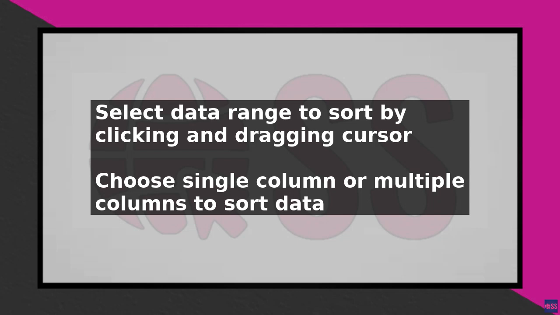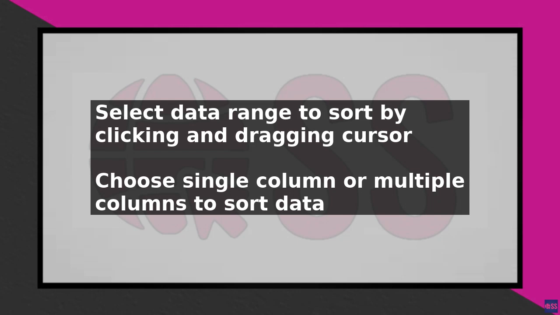First, select the data range you want to sort. This can be a single column or multiple columns. To select a range, click on the top left cell and drag your cursor to the bottom right cell. You can also select an entire column by clicking on the column header.